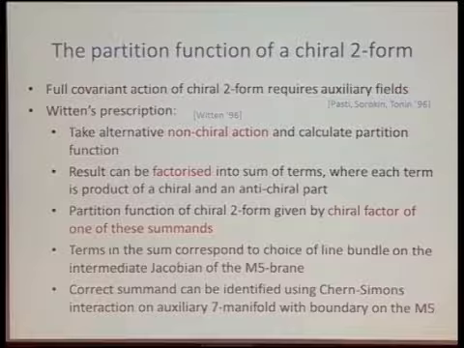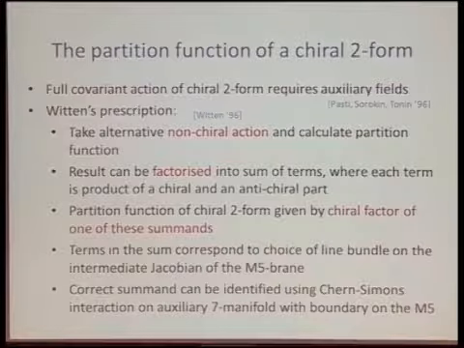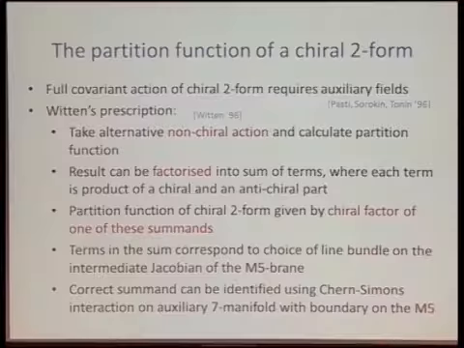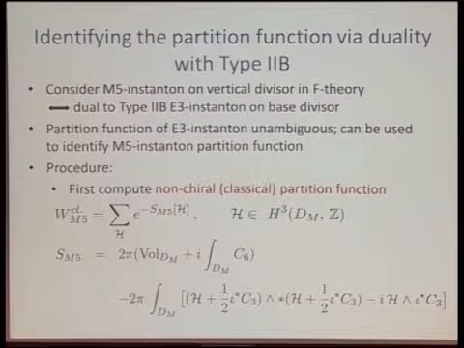But again, this is highly non-trivial. You need to consider a suitable Chern-Simons interaction on an auxiliary 7-manifold with a boundary on the brane. And this is all quite abstract and hard to carry out in practice. So we thought we could use the duality to type 2b string theory to make progress in this direction.